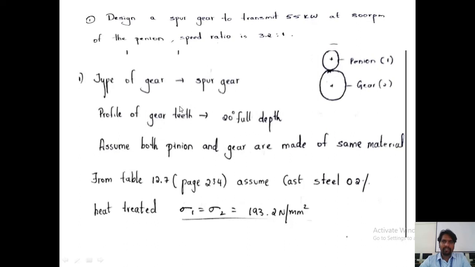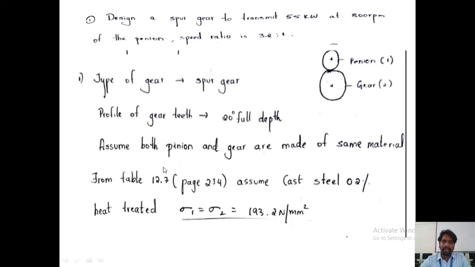The profile of these gears is not given in the problem. There are three types of profile: the 14.5 degree composite, 20 degree full depth and 20 degree involute. So here, if the profile of the gear tooth is not given in the problem, assume it as 20 degree full depth. And also, the material of the pinion and gear is not given. If the material is not given, we need the allowable stresses for this pinion and the gear. So if the material is not given, assume both the pinion and gear are made of the same material. If you assume that both the gear and pinion are made of the same material, the calculation will become easier, so that you can calculate the module or design the gears in a simpler way.